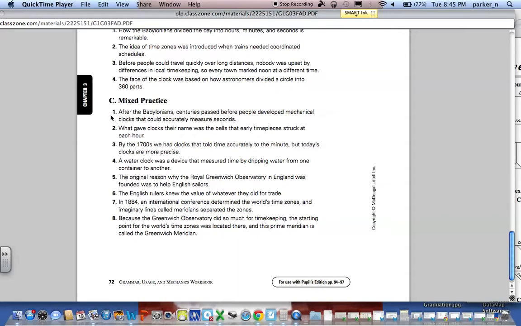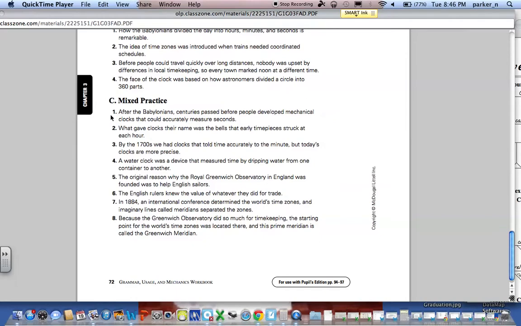Number 2, what gave clocks their name was the bells that early timepieces struck at each hour. So what gave clocks their name is a subordinate clause. It's a noun clause acting as the subject of the sentence. That means that we are going to put it on the little stick guy. We're going to raise him up off of our baseline in the subject position. And then we're going to diagram that subordinate clause.